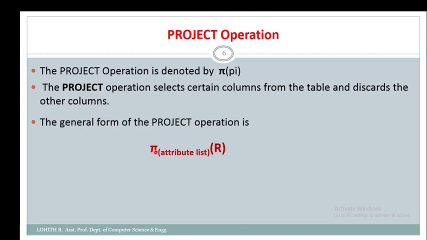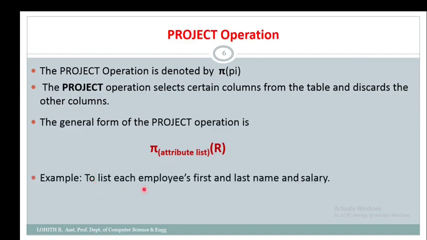Let us look into the syntax of the project operation. The project operation is denoted by pi, and then the attribute list. Here we don't specify the condition. Here we specify the attribute list, and then the relation R. Let me consider a simple query. List each employee's first and last name and salary. I want to list all employees' first name, last name, and then the salary, which means I'm selecting the columns. So, employee, last name, first name, and salary, and then the notation pi.